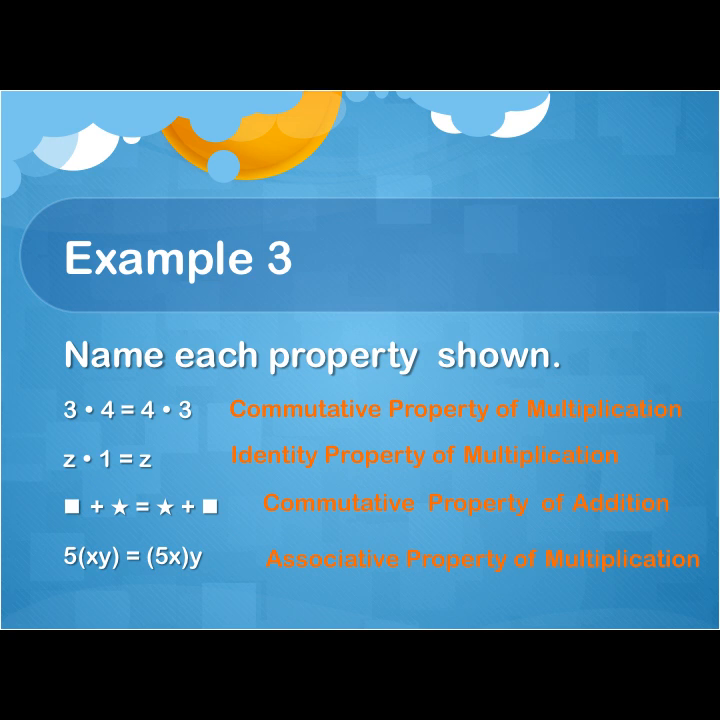Okay, now this next one's a little different. Instead of numbers or variables, we have shapes. However, the same properties can apply. So square plus star is equal to star plus square. This is the commutative property of addition. And number 4, 5 times parentheses x times y is equal to parentheses 5x times y. That is the associative property of multiplication.